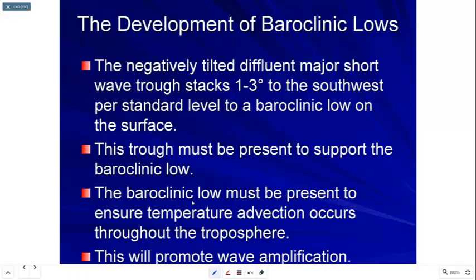So the negatively tilted diffluent major shortwave trough may stack 1 to 3 degrees to the southwest per standard level to a baroclinic low. And again, it's just showing you that baroclinic lows will have a tilt with height. Now they're just trying to give you an average degree of tilt when we're talking lines of longitude. This trough must be present to support the baroclinic low. The baroclinic low must be present to ensure temperature advection occurs throughout the troposphere. This will promote wave amplification.